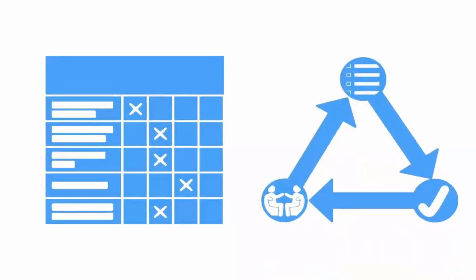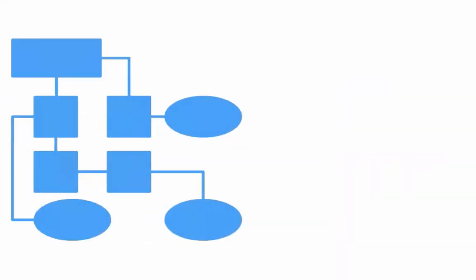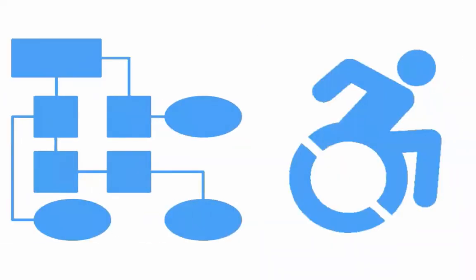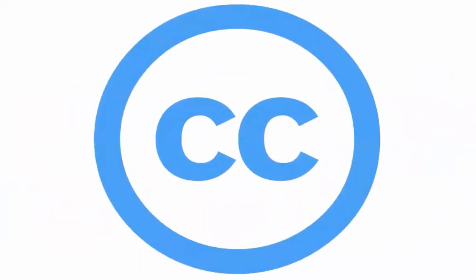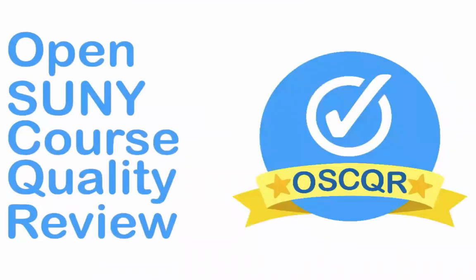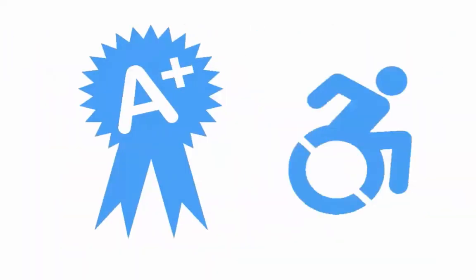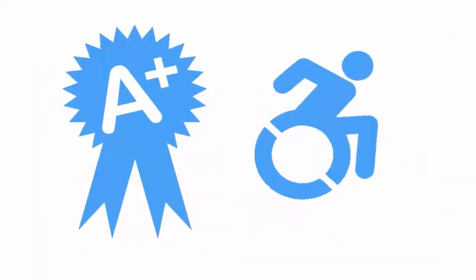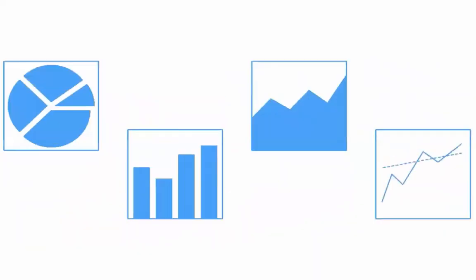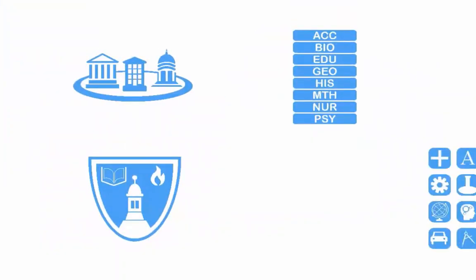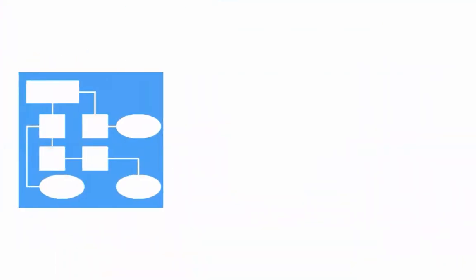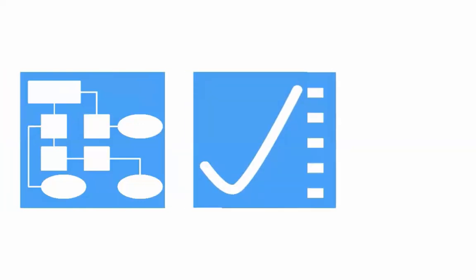Open SUNY has developed an online course design rubric and process that addresses both the instructional design and accessibility of an online course that is openly licensed for anyone to use and adapt. The aim of the Open SUNY Course Quality Review, OSCQR, rubric and process is to support continuous improvements to the quality and accessibility of online courses, while also providing a systematic approach to collect data across campuses, institutions, departments, and programs that can be used to inform faculty development and support large-scale online course design, review, and refresh efforts consistently.